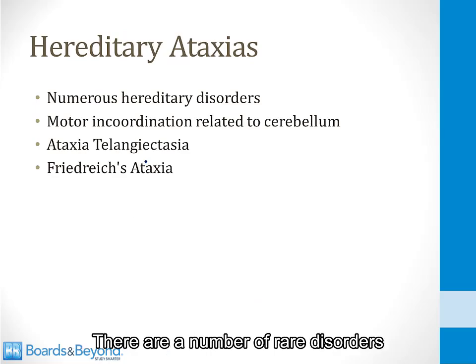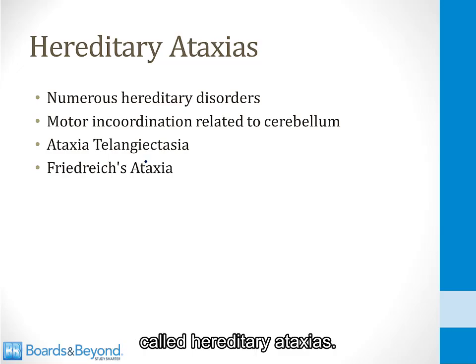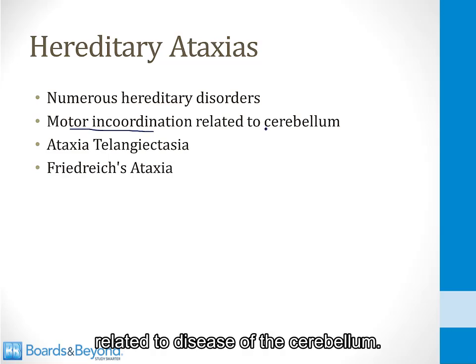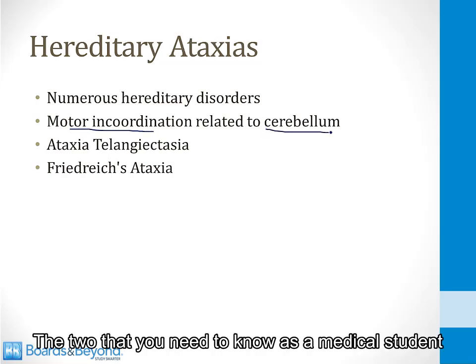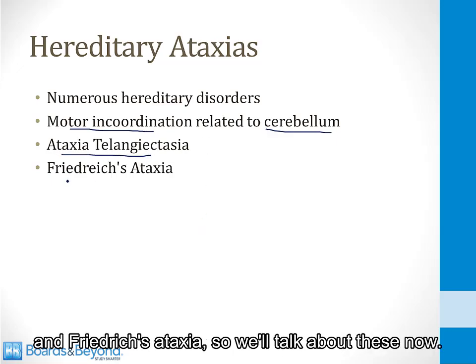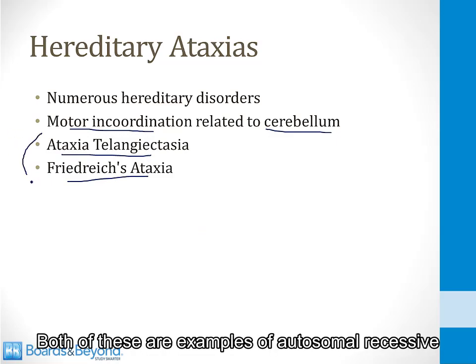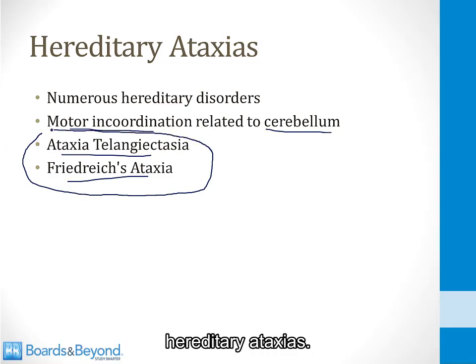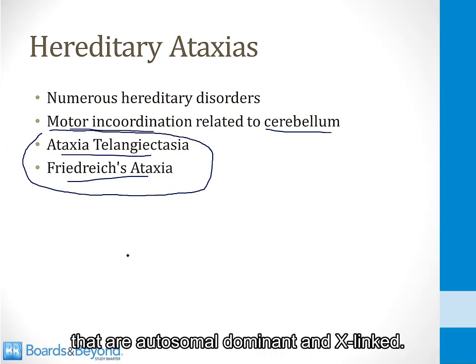There are a number of rare disorders called hereditary ataxias. They all lead to motor incoordination related to disease of the cerebellum. The two that you need to know as a medical student for Step 1 are ataxia telangiectasia and Friedreich's ataxia, so we'll talk about these now. Both of these are examples of autosomal recessive hereditary ataxias. There are other hereditary ataxias that are autosomal dominant and X-linked.